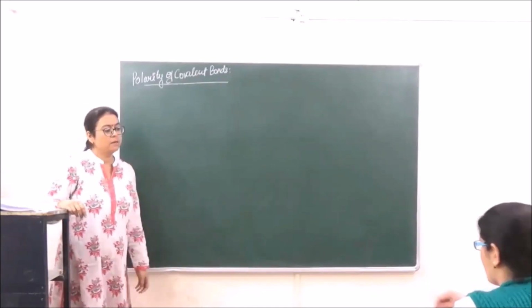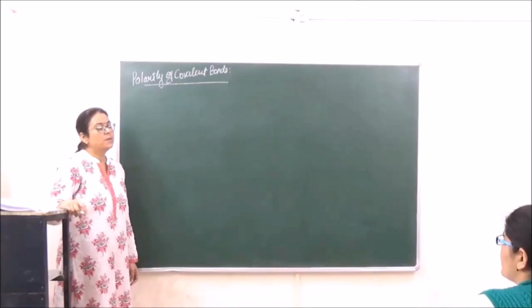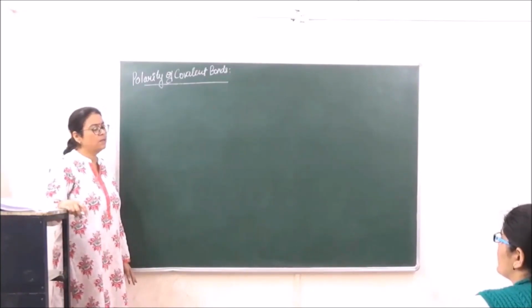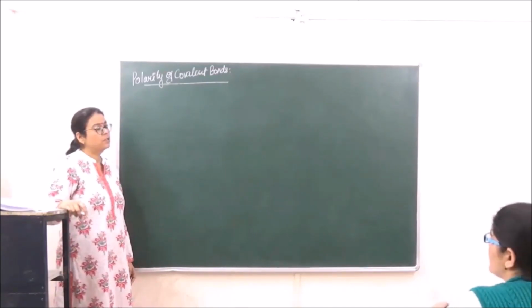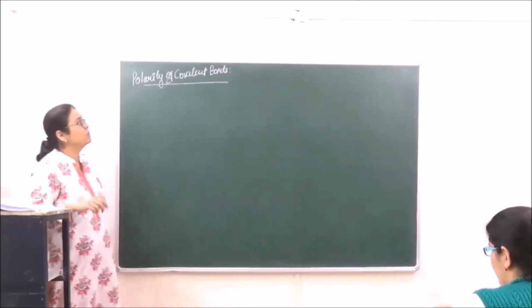We also said that depending upon the calculation of the formal charge, we can manipulate the most stable structure, right? So today we are going to go on to the next topic, which is polarity of covalent bonds. Let's understand what this polarity of a covalent bond is.